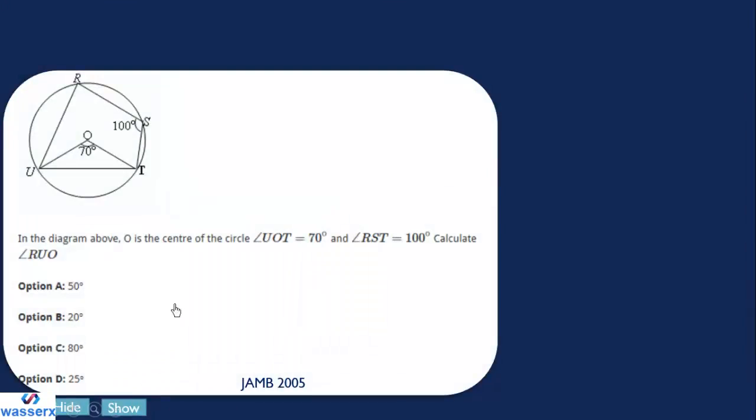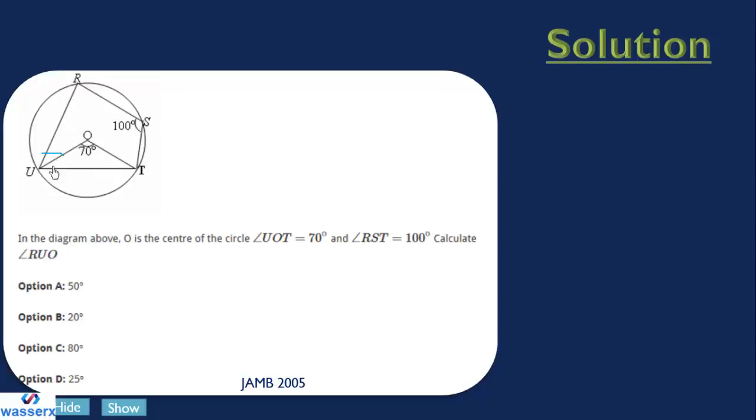Let's take another one. So we have in the diagram, O is the center of the circle, angle UOT is equal to 70 degrees, and angle RST equal 100 degrees. Calculate angle RUO. Now we know this is the angle we are looking for.